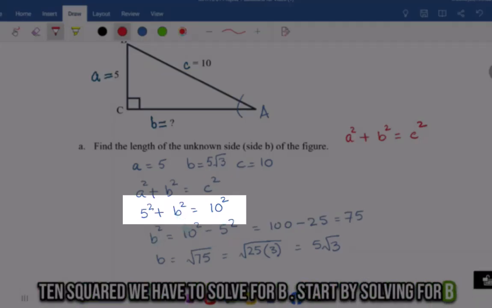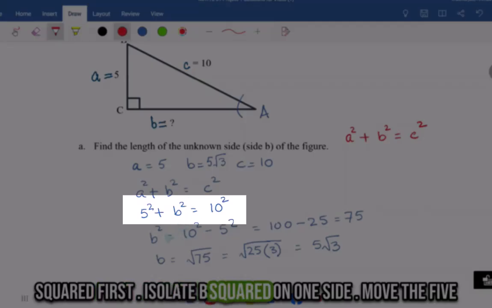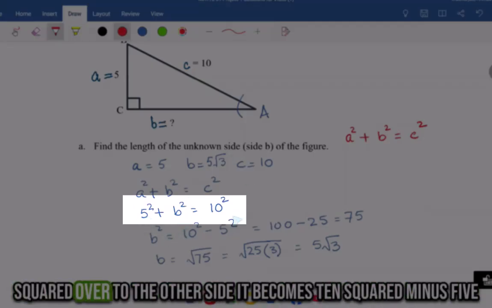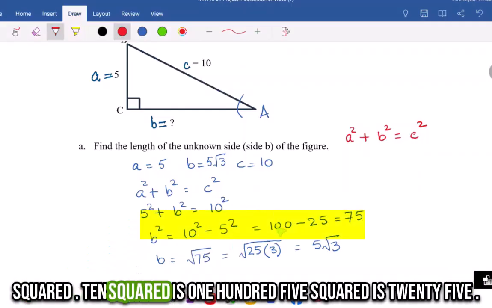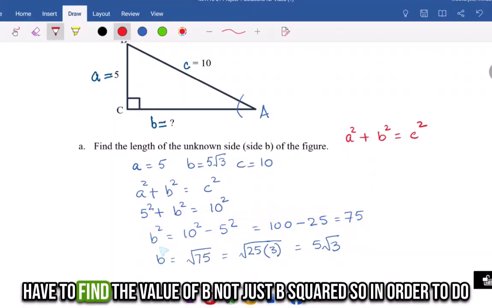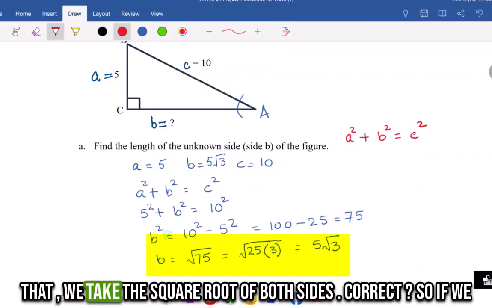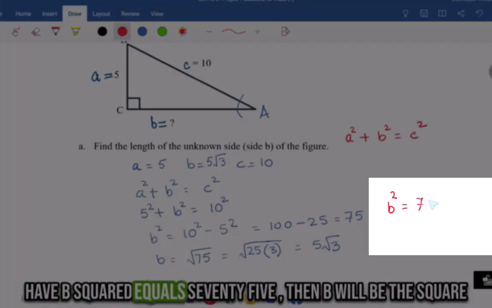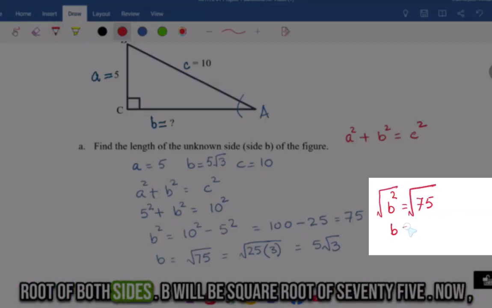Start by solving for B squared first. Isolate B squared on one side. Move the 5 squared over to the other side. It becomes 10 squared minus 5 squared. 10 squared is 100. 5 squared is 25. 100 minus 25 is 75. However, we have to find the value of B, not just B squared. So in order to do that, we take the square root of both sides, correct? So if we have B squared equals 75, then B will be the square root of 75.